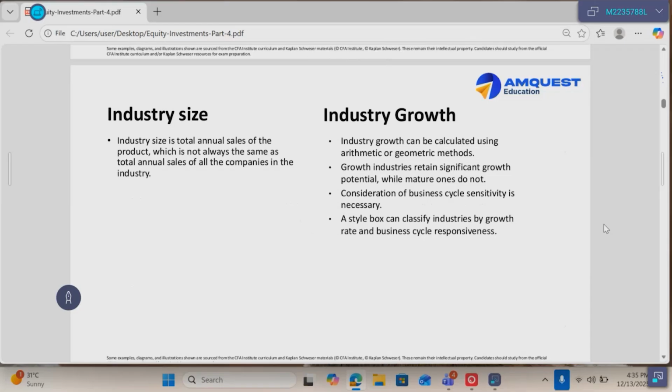Then we calculate the industry growth using arithmetic or geometric mean methods. These methods are there in quants and it is also there in portfolio management. So the arithmetic method is simple, mean or average. Geometric one, the best example is CAGR. Then growth industries retain significant growth potential while mature companies do not.